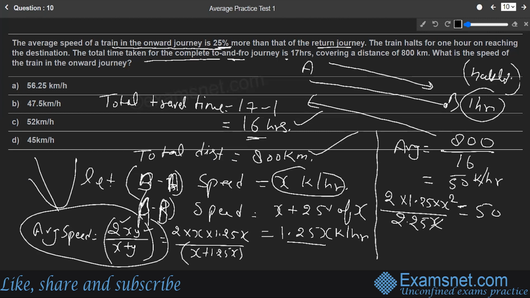So let us do it. So x to the power of 2 gets cancelled, and 2.25, and it is going to be 1.25, that is 2.5x over 2.25. So if we calculate this together, the ultimate x value comes out to be 45 kilometer per hour.